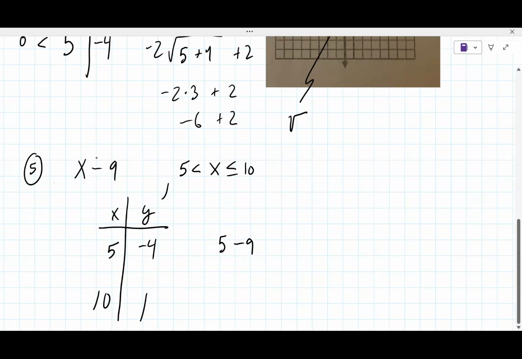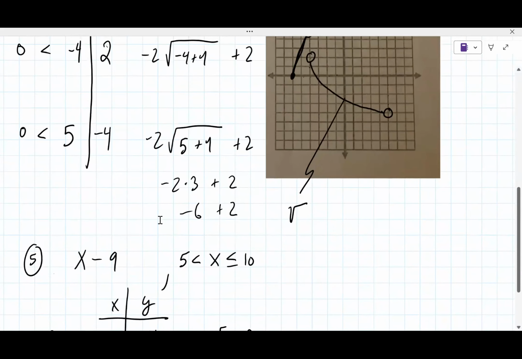Okay, now is it an open or a closed circle at each of those? For the first one, that is open, and for the second one, that's closed. Okay, so go back to your graph and add some of these: the 0.5, -4.